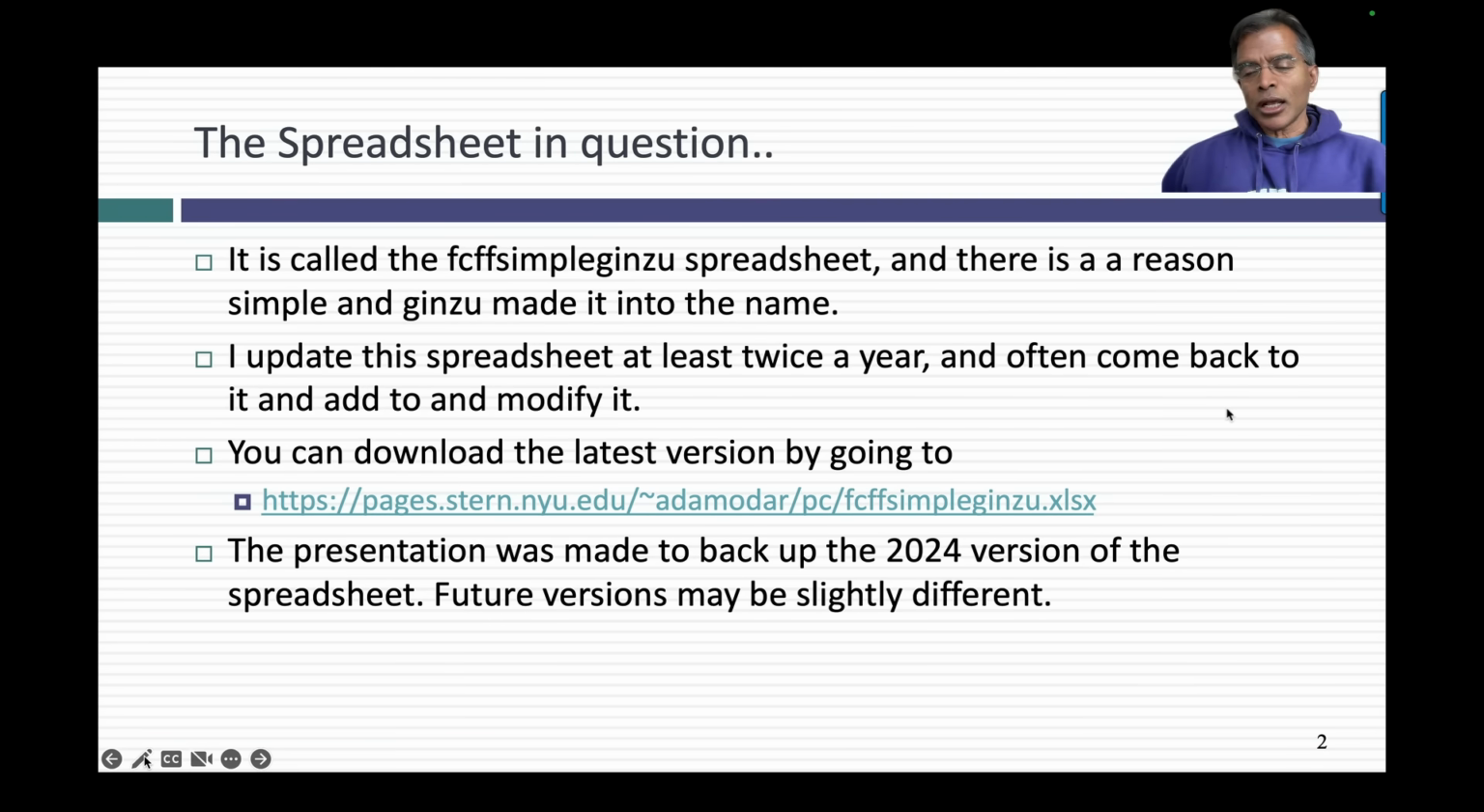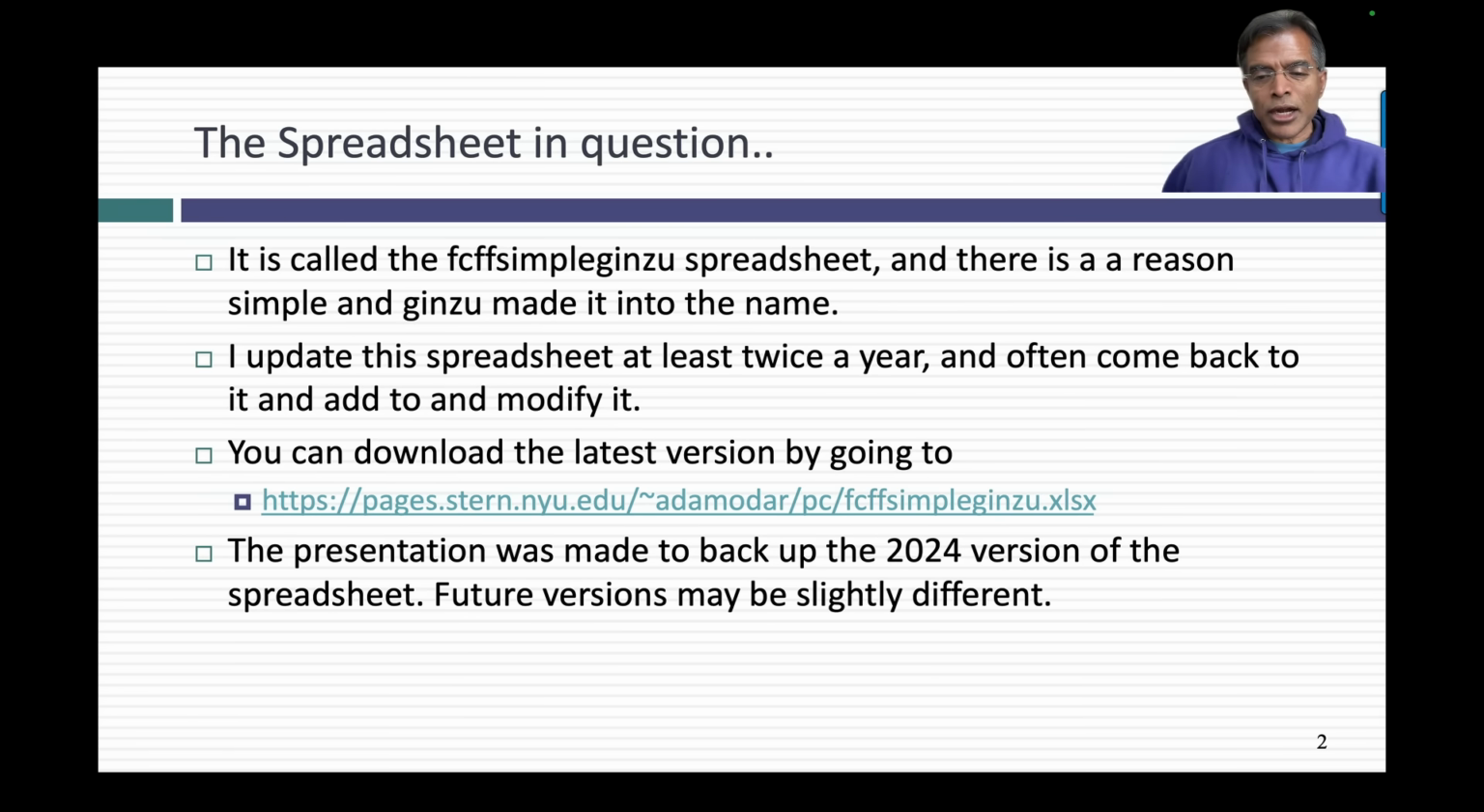So before I start, a couple of things about the spreadsheet that I'm going to give you a link to. It's called FCFF Simple Ginzu. Now, there's a reason for each part of that. It's an FCFF model. It's a free cash flow to the firm model where you're trying to value the entire business. As opposed to what? You can value just the equity in a business.